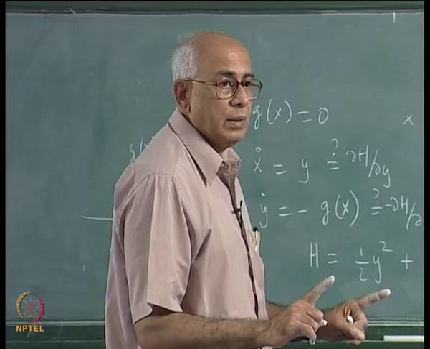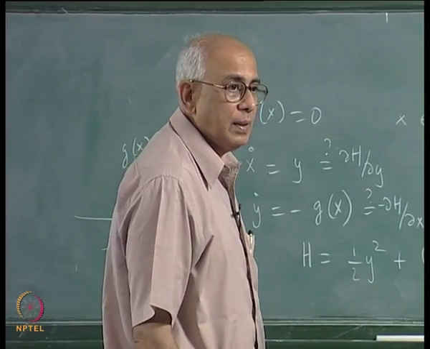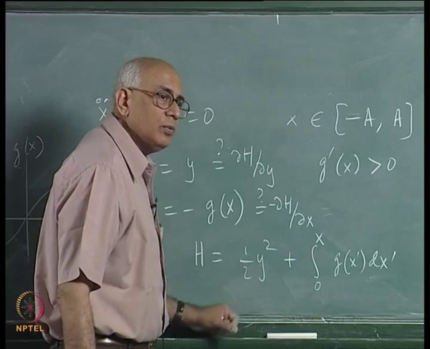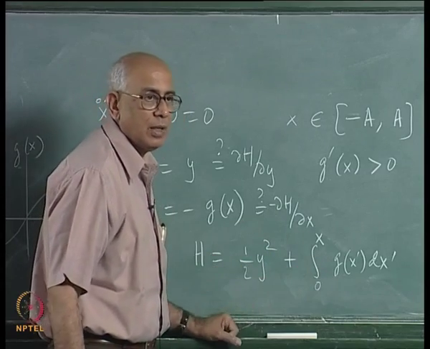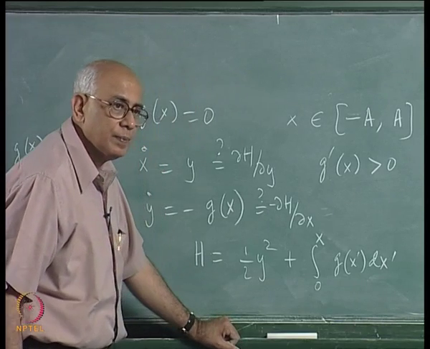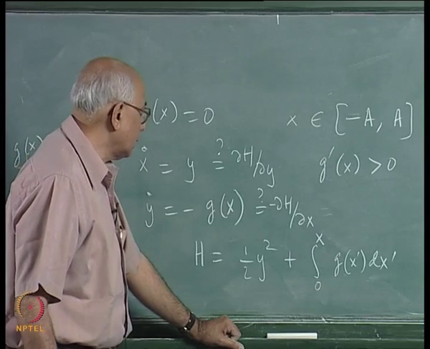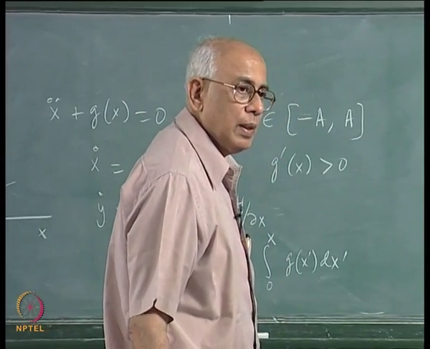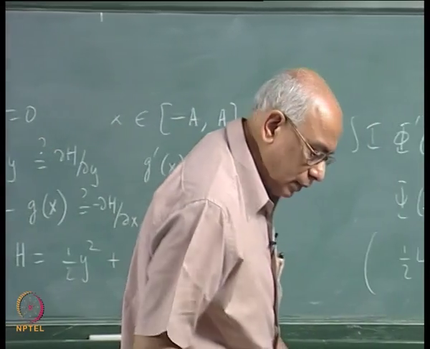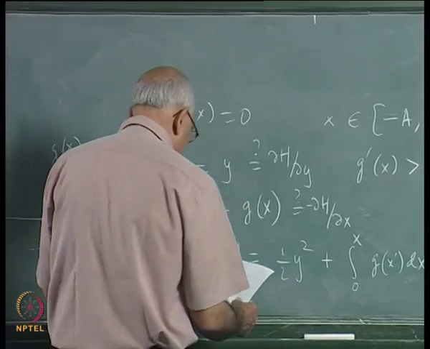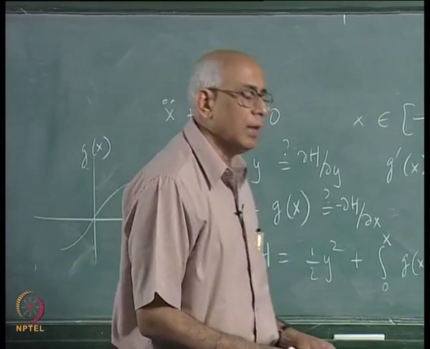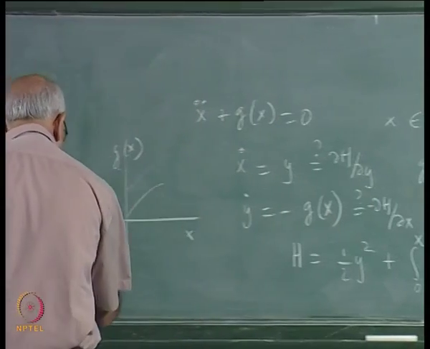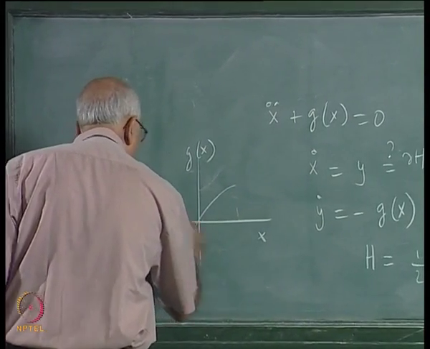If this corresponds to motion between minus a to plus a, then what would this be? So if I start with this, what would the largest value of the potential energy be? This represents the potential energy. What would this be? So go back to this guy here and ask. It is anyway positive, so it would be an integral from 0 to a, and you could write that down, so that would correspond to motion. Perhaps it looks like this, this point to this point.